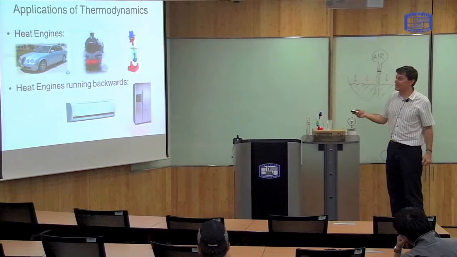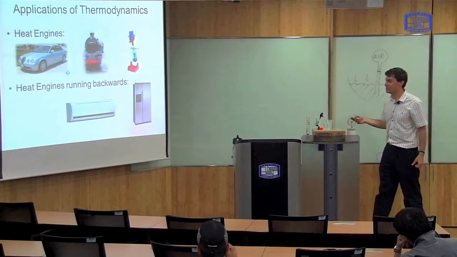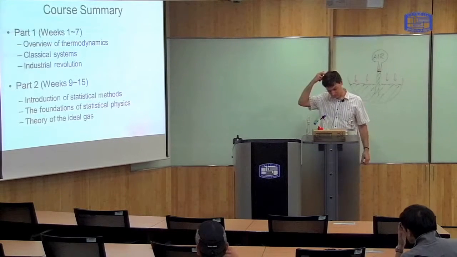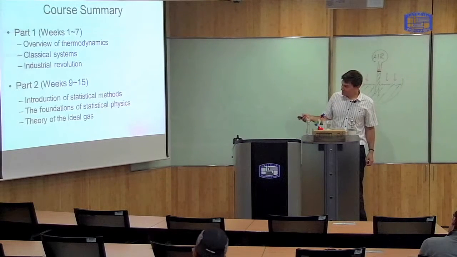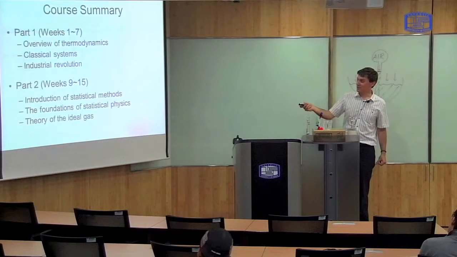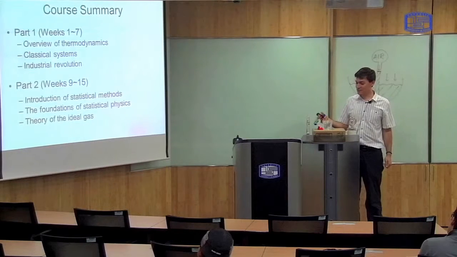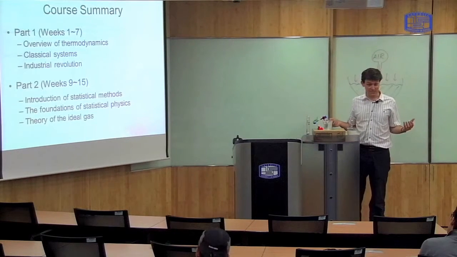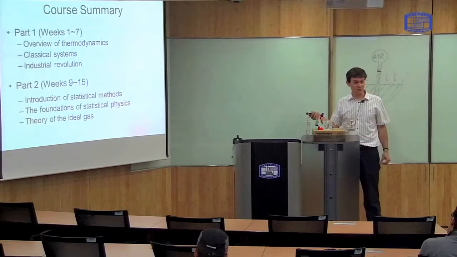So in this class we're going to study how these kinds of systems work. What are the physical principles underlying these systems? So far I've explained quite thoroughly the first part of this course. We're going to start by looking at the laws of thermodynamics. Then we're going to look at some classical systems. We're going to look at heat engines like these. And we're going to look at the properties of gases. And finally, we'll talk about their effects in the Industrial Revolution.